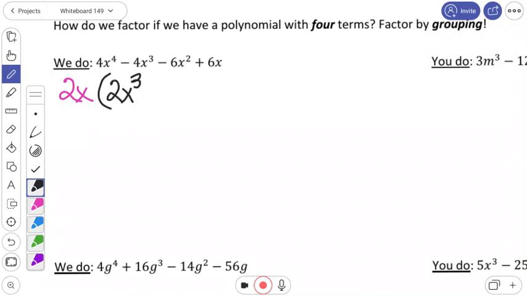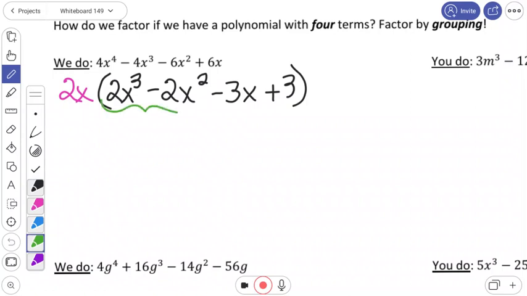And then our minus 4x to the third, when we divide out our 2x, gives us minus 2x squared. The minus 6x squared divided by 2x gives us a minus 3x. And then our plus 6 on the end, when we divide out the 2x, gives us a plus 3. So that's always going to be our first step, is to look for a GCF. After that, we have four terms. We're just going to group them together.